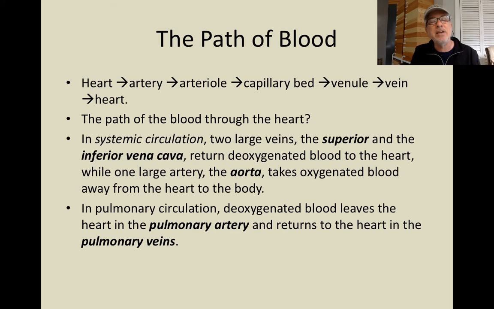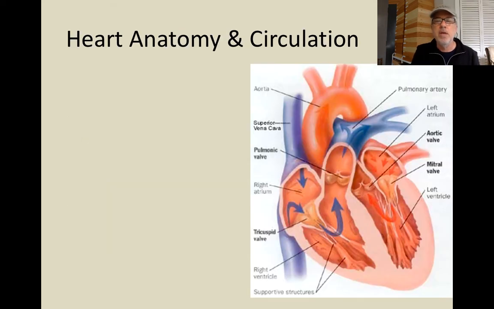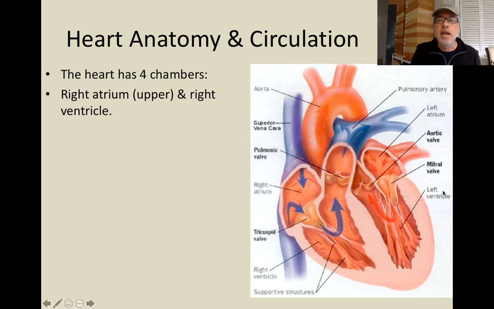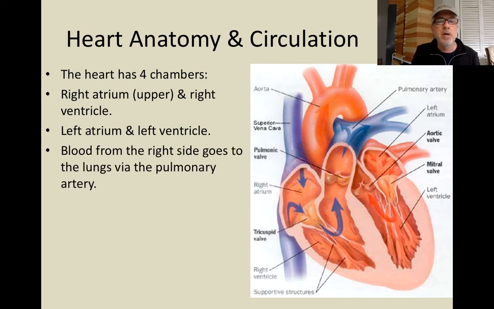So let's get a handle on circulation through the heart. Well, here's a picture of the heart. And the heart has four chambers. It has the right atrium and the right ventricle, and you're going to need to know those names. And it has the left atrium and the left ventricle. So the four chambers of the heart: right atrium, right ventricle, left atrium, left ventricle.